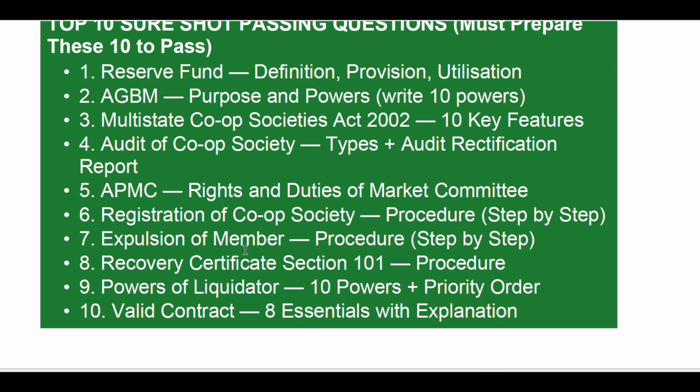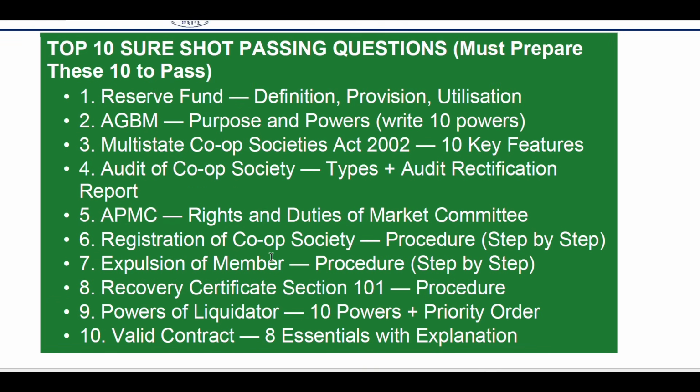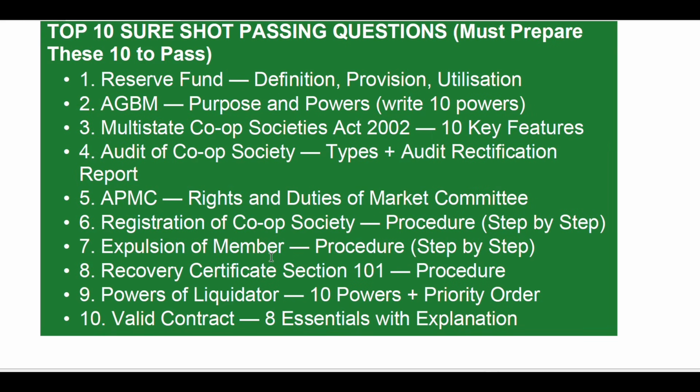Number 7, expulsion of members, procedure step by step. Number 8, recovery certificate, section 101, procedure. Number 9, powers of liquidator, 10 powers plus priority orders. So in order, you have to write all the powers. Question number 10 will be on valid contract, the 8 essentials with explanation. So these are the short passing questions to be prepared.